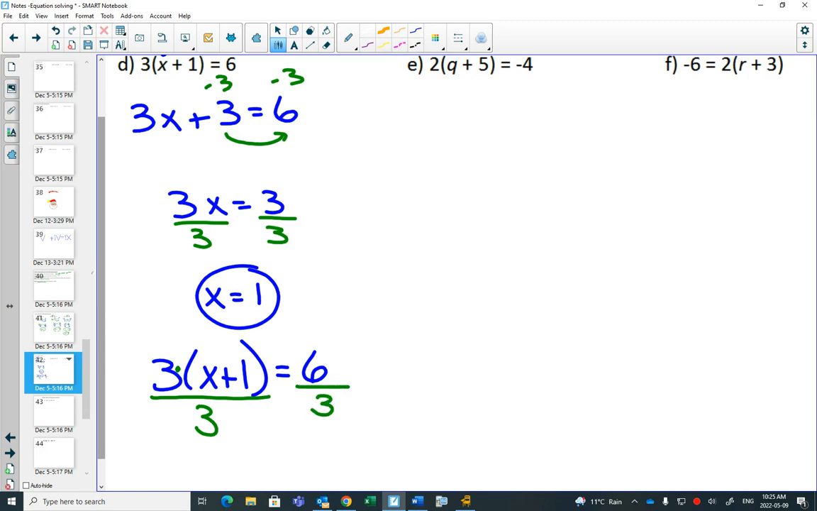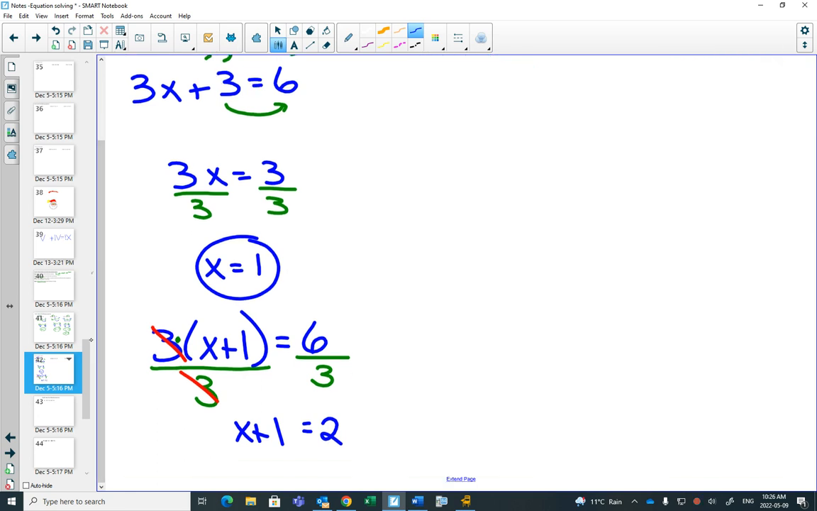Now, the reason I don't do this as the primary method is because sometimes you have more than just the distribution. And when you divide a side, you have to divide the whole side by 3. But in this case, it works out perfectly because 3 divided by 3 is 1. And you would get x plus 1 equals 2. Then to combine my like terms, I'd have to subtract 1 on both sides. And you get x equals 1 as well.